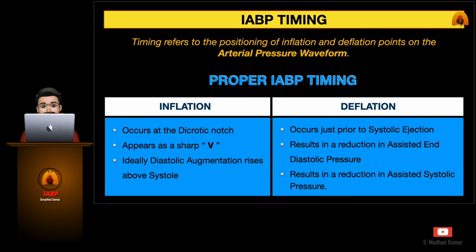The precise timing of balloon inflation and deflation is essential to achieve the hemodynamic effects that increase the coronary blood flow and decrease the workload of the heart. Proper IABP timing can be achieved when the inflation occurs at the dicrotic notch, which should appear as a sharp V, as shown in the previous slide. Ideally, diastolic augmentation rises above the systole, and the deflation occurs just prior to the systolic ejection and results in a reduction in assisted end diastolic pressure, and a reduction in assisted systolic pressure.